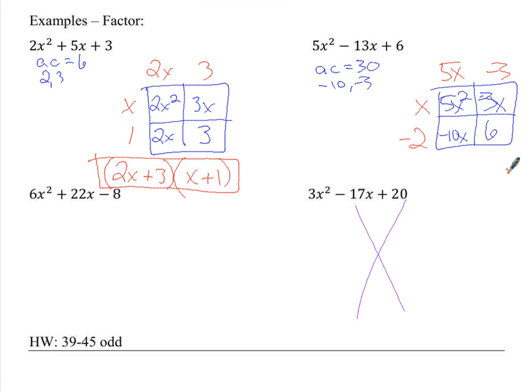Now what? So write your factors and you're done. We have across the top 5x minus 3. Across the side, x minus 2. There's your answer.